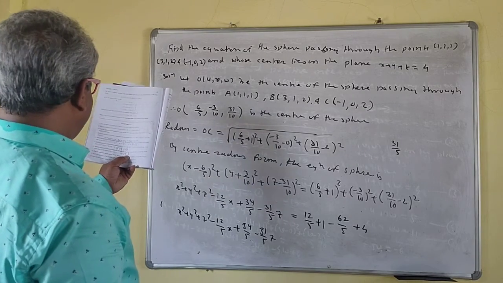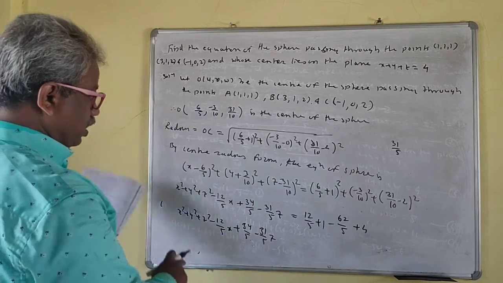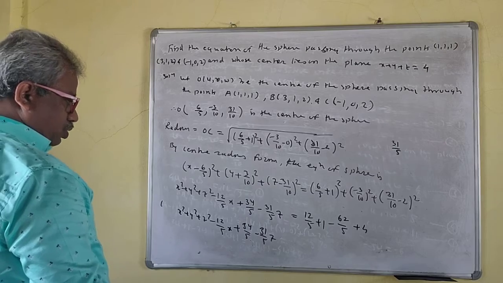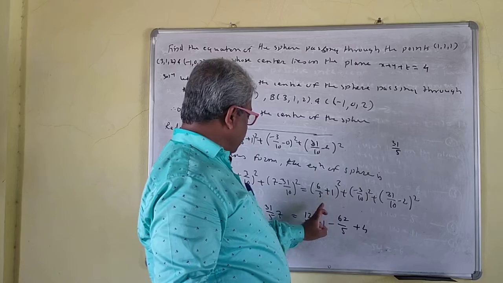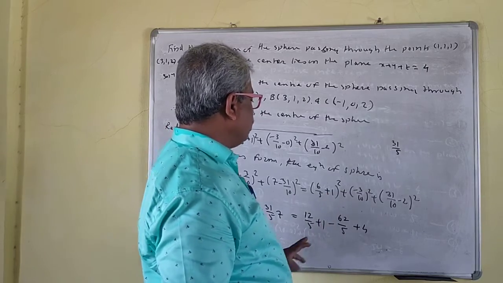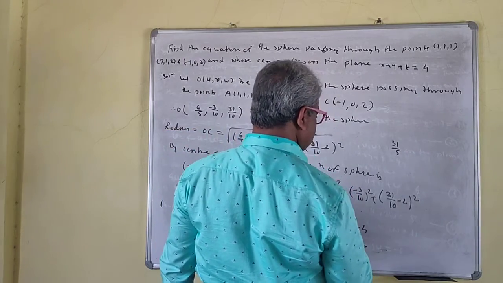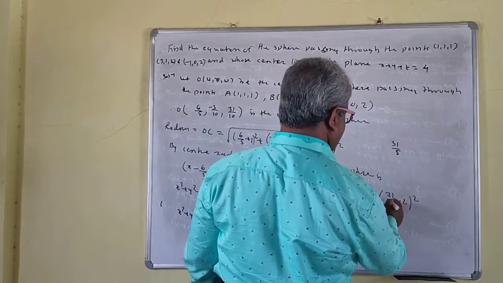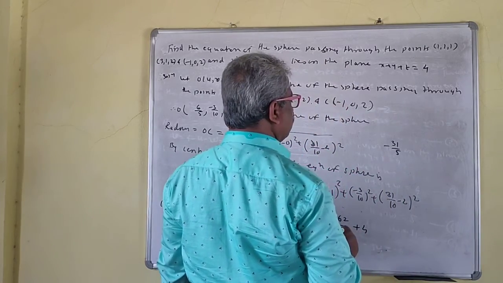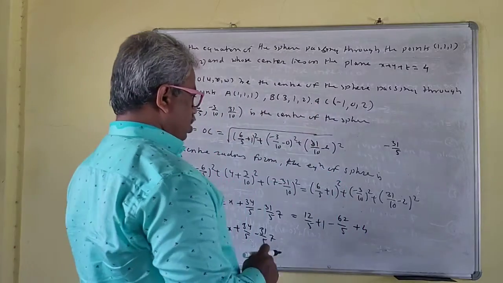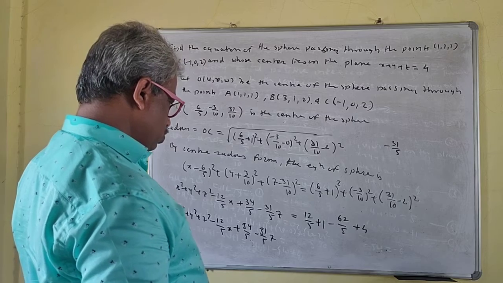Minus 102. Okay, so this is correct, no problem for this one. Okay, so we'll check this. This is 6 by 5, 12 by 5 plus 1. This is correct. Now the product is minus 31 by 5, so minus 31 into 2, that is 62 by 5. That is also correct. 4.